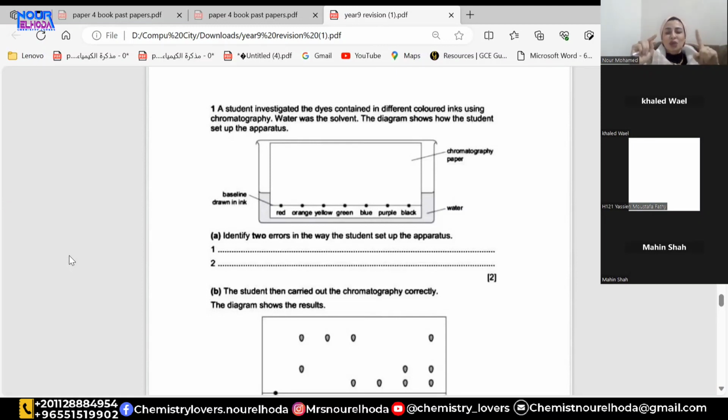Look, Yassin. Number one, I'm going to say the baseline is supposed to be drawn in pencil. And number two, the baseline is supposed to be above the level of the solvent, not below the level of the solvent. Okay, Yassin? You can leave because I know you have another class.